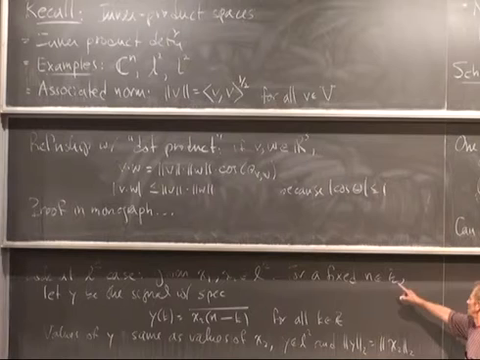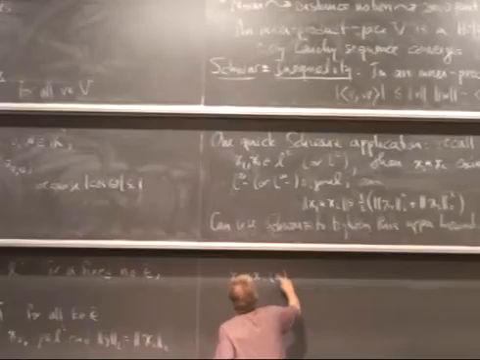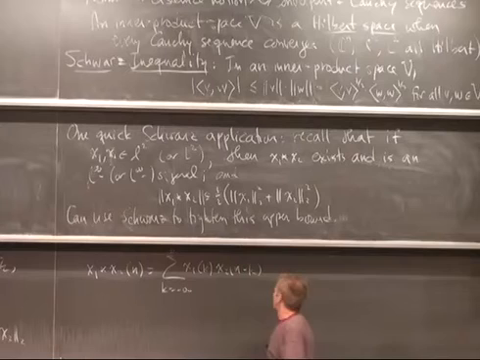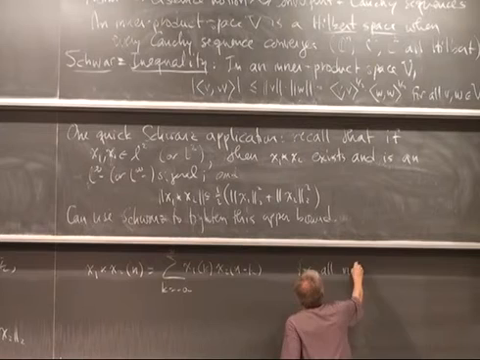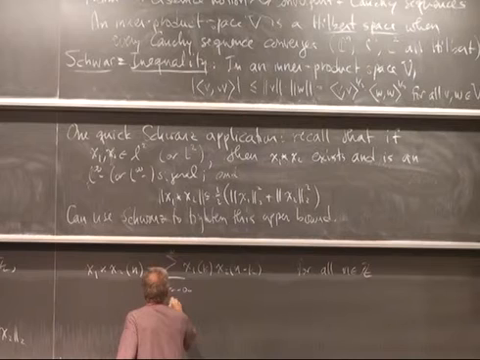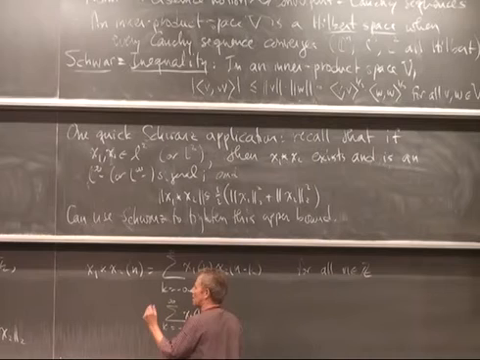Meanwhile, x1 convolved with x2 at any time n is going to be the sum over all k of x1 of k, x2 of n minus k, right? This is for all n. But we can rewrite that sum as follows. The sum from k equals minus infinity to infinity, x1 of k, and this second term is the same as the complex conjugate of y of k.